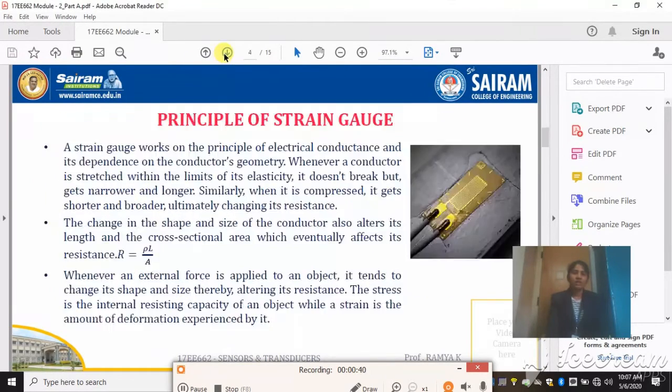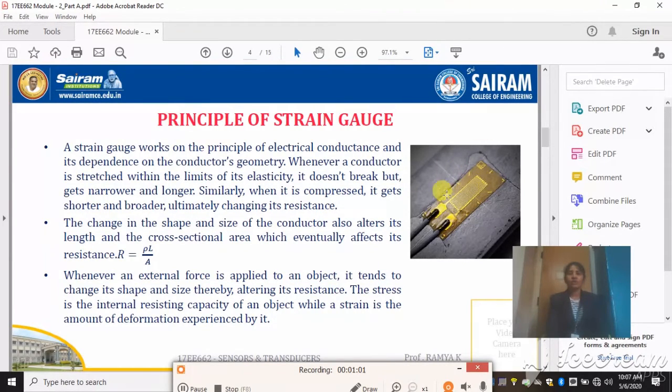The next is we'll see the basic working principle of a strain gauge. So what is meant by a strain gauge? A strain gauge develops one output that will reflect as a change in resistance. So how does the resistance get changed? By applying some force. So this is the simple diagram that shows your strain gauge.